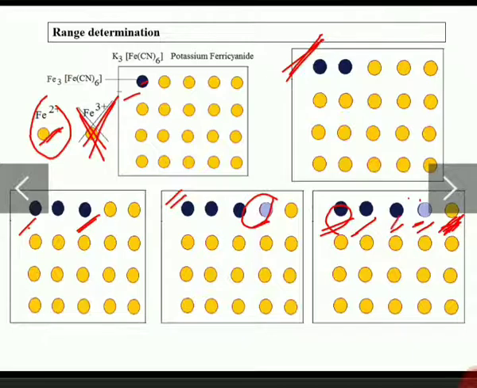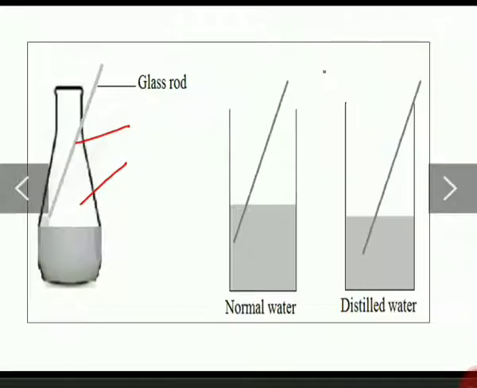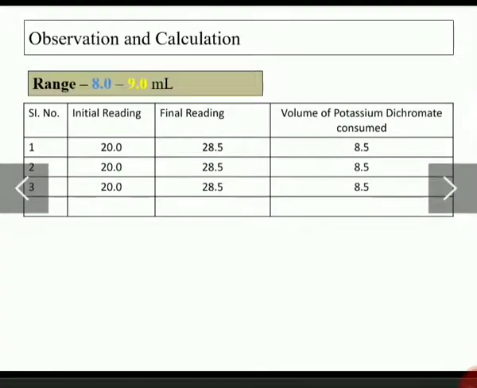Next 1 ml, 6, 7, 8 you have got a color, 9 you have not got a color. It says that end point lies between 8 and 9. Look here, again 8 you have got a color, 9 you have not got a color. So end point lies between 8 and 9. So this is not the fine trial, this is determination of range. So the range of the titration is 8 and 9.